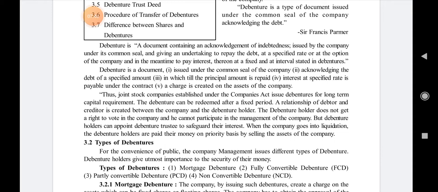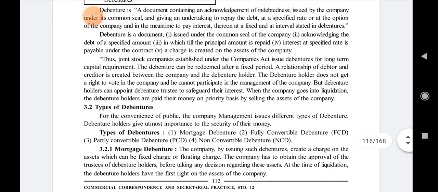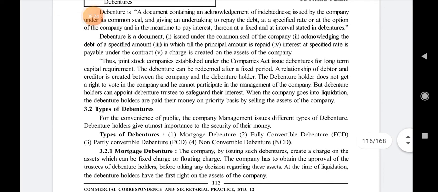The debenture can be redeemed after a fixed period. Say, for example, the company has mentioned that you have to compulsorily hold the debenture for a minimum of 10 years. At that time you have to compulsorily keep it with you for 10 years, and after that you can redeem it. A relationship of debenture and creditor is created between the company and the debenture holder. Through this type of document, one kind of relationship is generated between the company and the debenture holder.